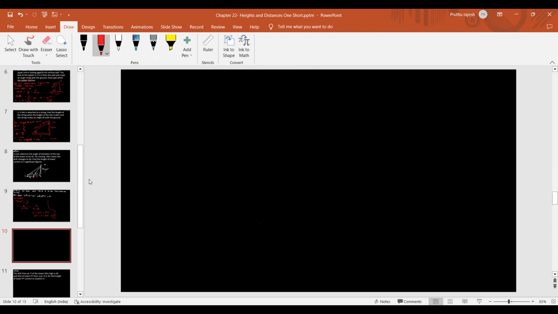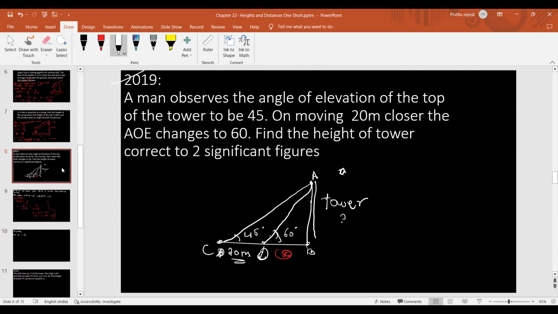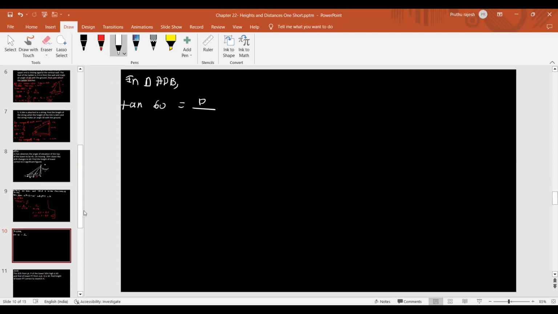So tan 60 in triangle ADB, tan 60 equals perpendicular by base. Base was BD for us. So tan 60, which is root 3, equals perpendicular by base. The base was BD, which is perpendicular minus 20, using equation 1.